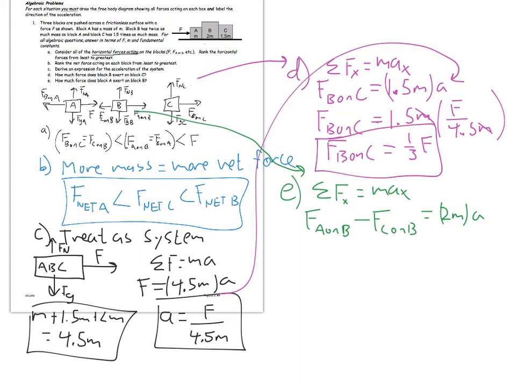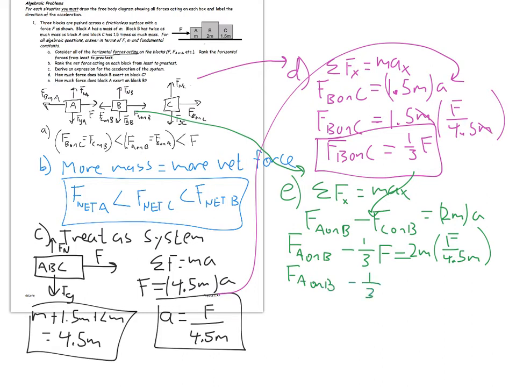I can make a few substitutions here. I don't know A on B, but I do know that C on B is the same thing as B on C. So I'm going to say minus 1/3 F, just taking that quantity from before. And I can substitute in for the acceleration, F over 4.5 m. And I'm going to go ahead here and solve for A on B.